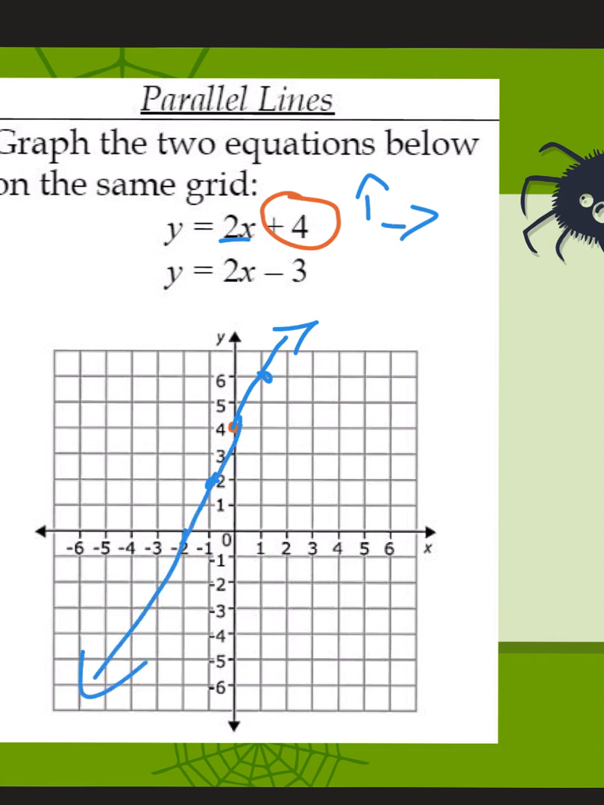Okay, so for the second one, what is our y-intercept now? Negative 3. And notice that our slope is still the same. So I'm going to go up 2, right 1. From there, up 2, right 1, up 2, right 1, and keep that pattern going. Connect those dots.